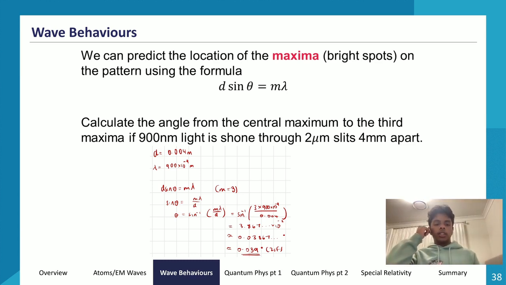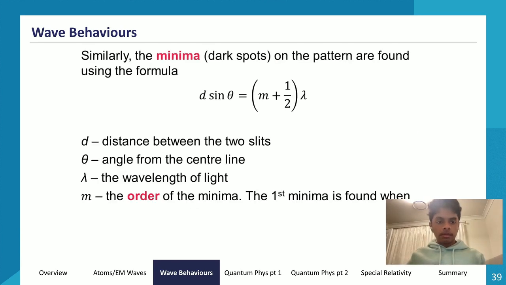d sine theta is equal to m lambda. Now we can similarly find the predicted location of minima, or the dark spots, using the formula d sine theta is equal to m plus a half, times lambda, because if you remember before, these dark spots or minima are caused when one of the waves is half a wavelength off from the other one.